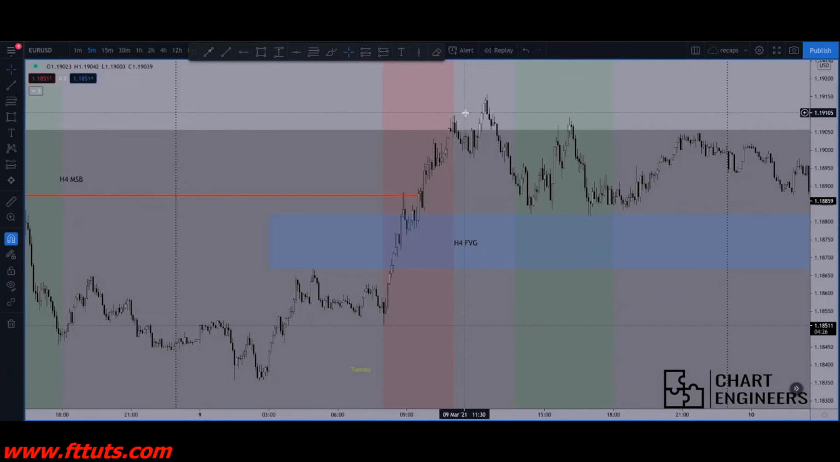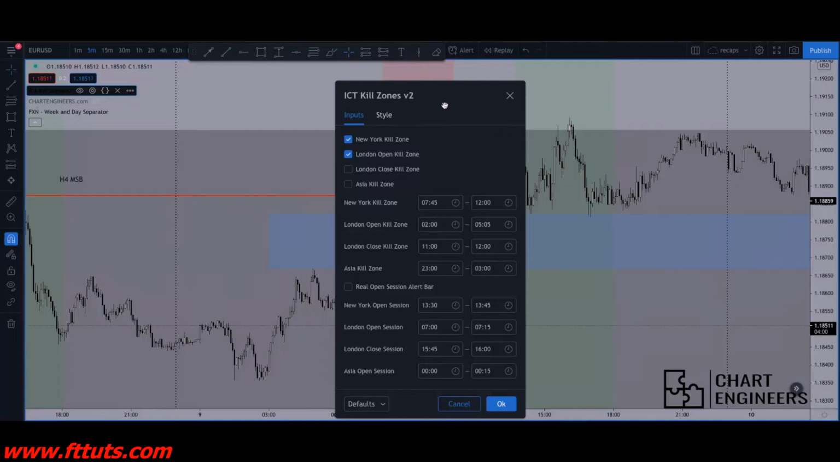So at this point I want to look for buy opportunities when price comes into the H4 fair value gap. The red shaded area you are seeing is the London open session, and the green shaded area is the New York open session. You can find this indicator for free in the indicator section on TradingView, and it's called ICT Kill Zones version 2, and these are my settings. So you can take a screenshot of this and copy the exact same settings, so you know where the London open starts and when the New York open starts.